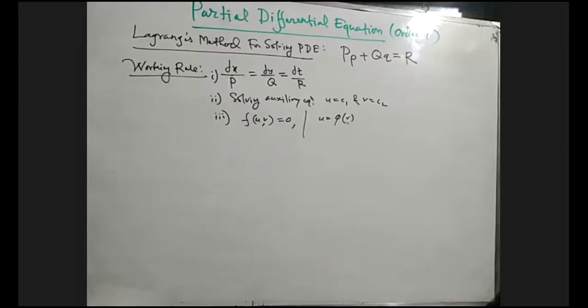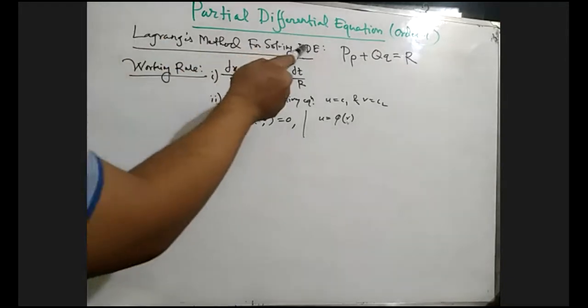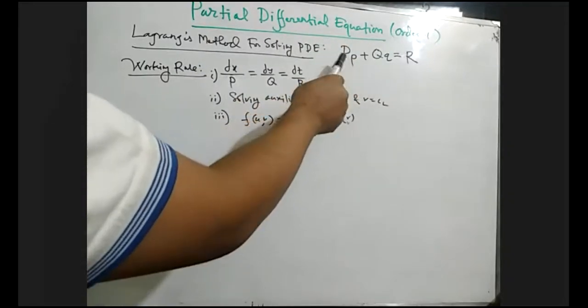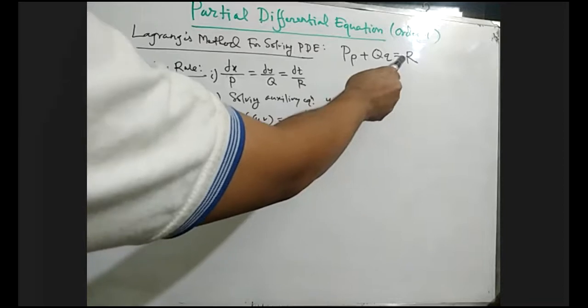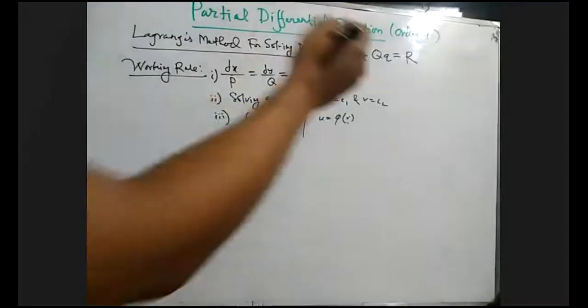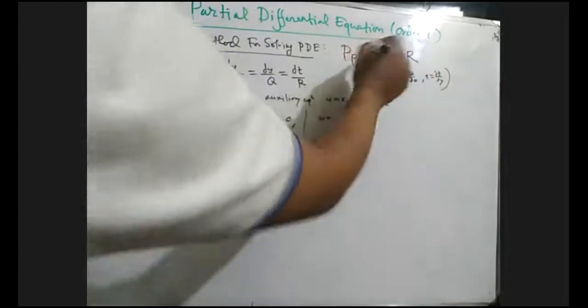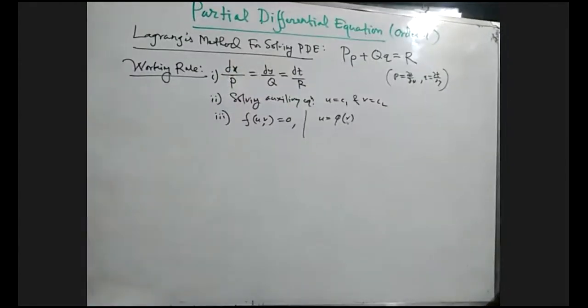So now we will discuss another method for how to solve partial differential equations. This is the Lagrange method for solving partial differential equations. If we have to arrange the differential equation like this: capital P small p plus capital Q small q equals capital R. Here small p equals del z by del x, and small q equals del z by del y. And here capital P, capital Q, capital R will be functions of x or functions of y or any constant. So how to solve these types of differential equations?